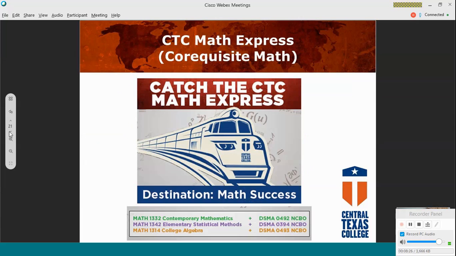If for some reason that doesn't work, we do have options once they come to CTC, not dual credit, of course, but once they graduate from high school and come to CTC, we have 3 different cohorts where we combine college math with developmental math. Just a little plug for it.